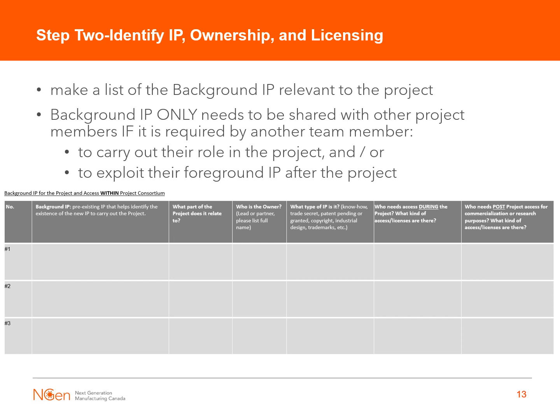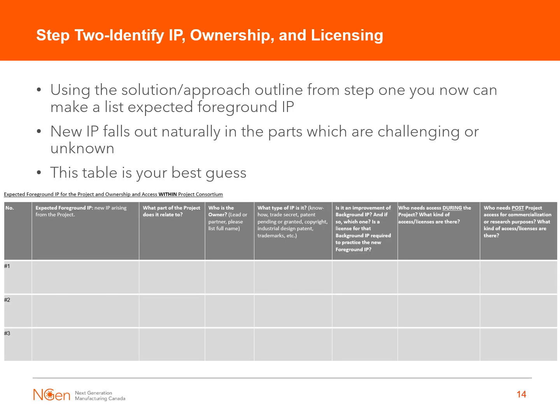So the table has a number of columns, and I think the columns are pretty self-explanatory, and we've gone over the information that's required, so I'm not going to read them out to you again, but if you have any questions, please ask. Okay, so our next template focuses on foreground IP and identifying that IP, who's going to own it, and who needs a license to it.